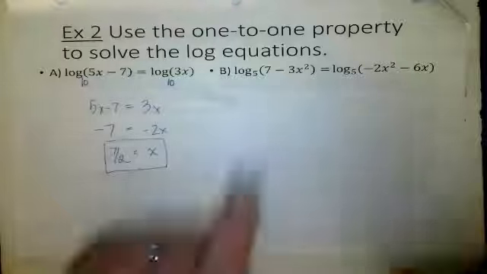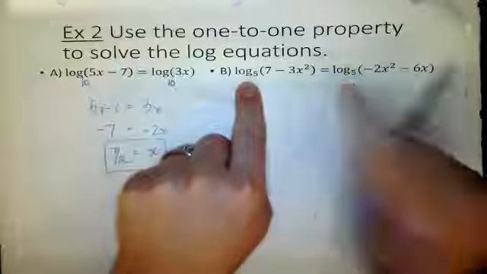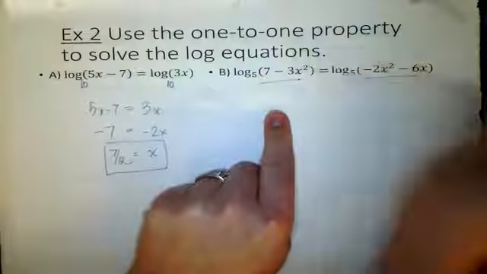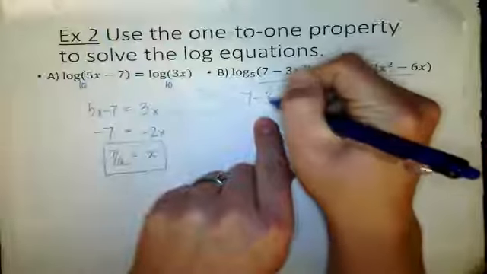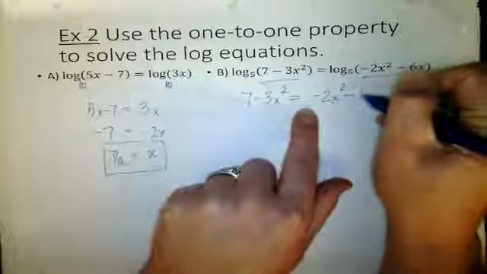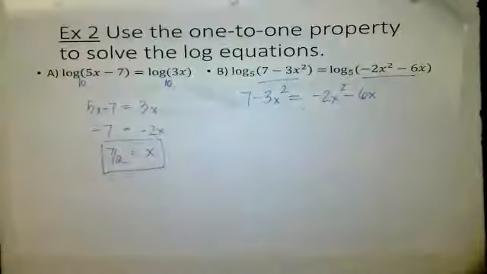All right. So again, since the logs match, what do we know? The arguments must equal each other. So 7 minus 3x squared must equal negative 2x squared minus 6x. And how do you solve something like that? Combine like terms. Set them all equal to 0.